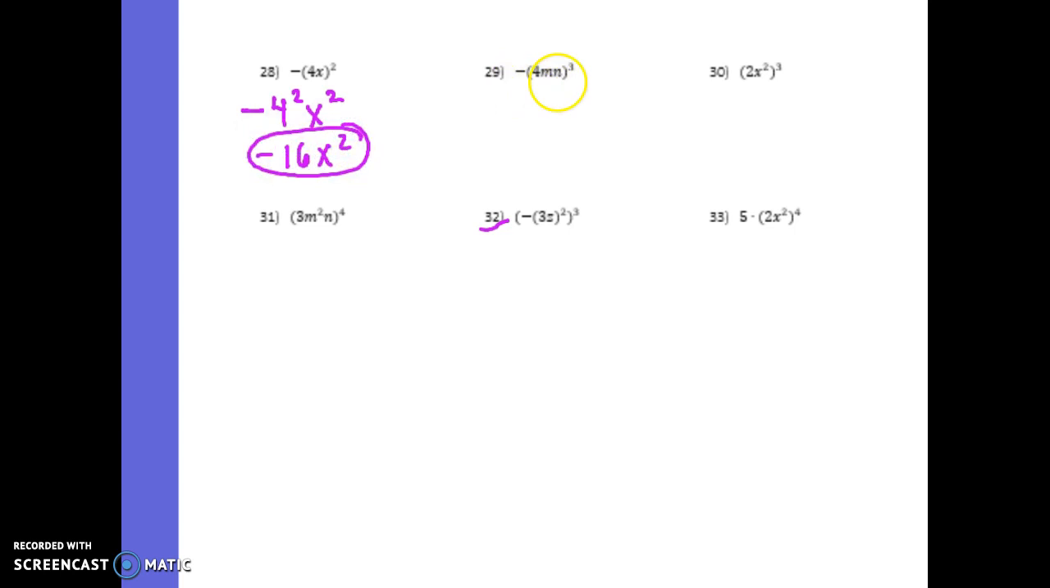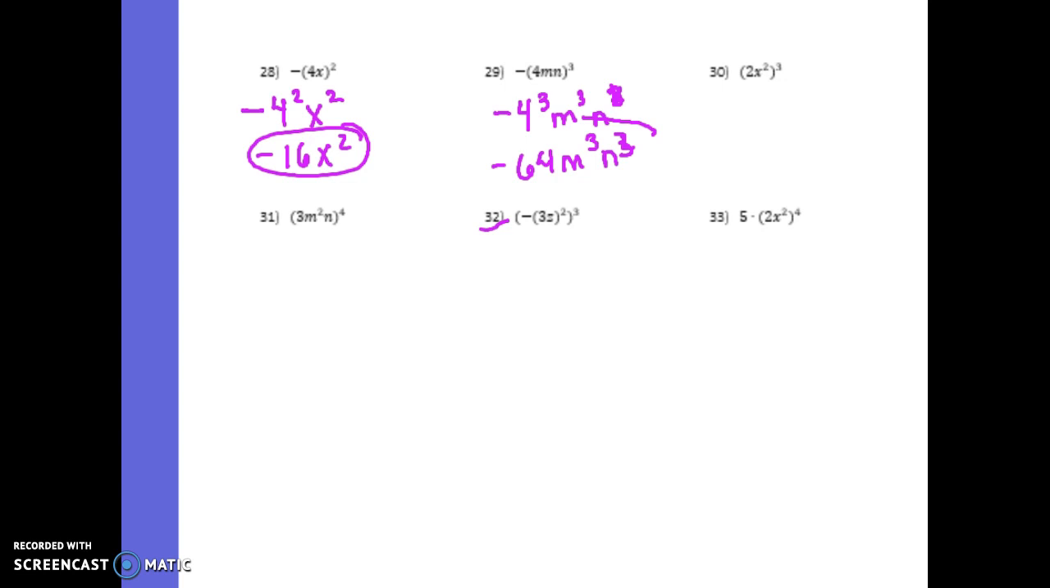Okay, again, our negative is on the outside, so we're going to get a negative 4 cubed, m cubed, and n cubed. So positive 4 cubed is 64, but then we take the negative of it, so we end up with negative 64 m cubed n cubed, sorry, those were both cubed. I don't want to confuse you.